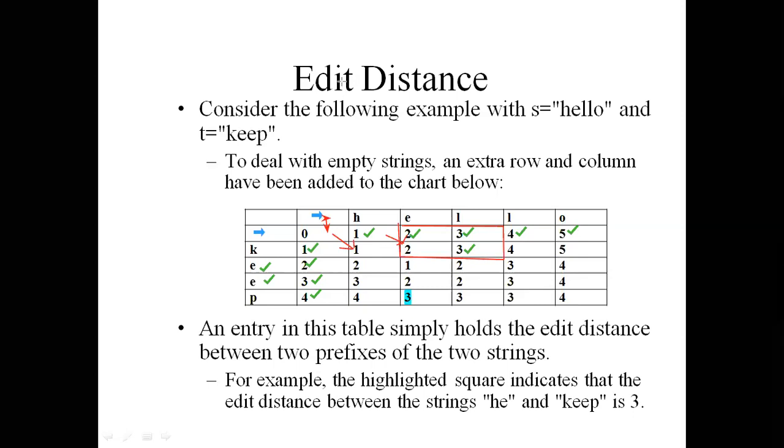The last value you got is the answer for the edit distance of the entire string. This is the last value, 4, you got. So for these two strings, keep and hello, the edit distance is 4. This is the last value you got in the table, the lower right corner. This value is the edit distance for these two strings. So you can check in the backward direction also. For example, the highlighted square indicates that is for 3.